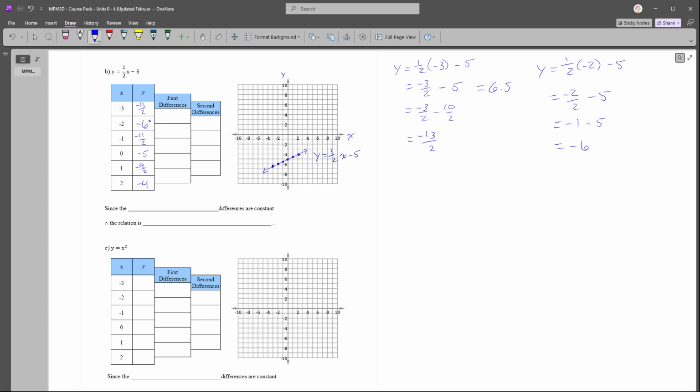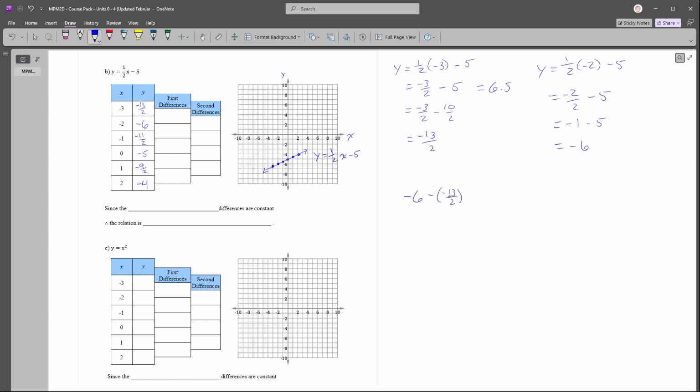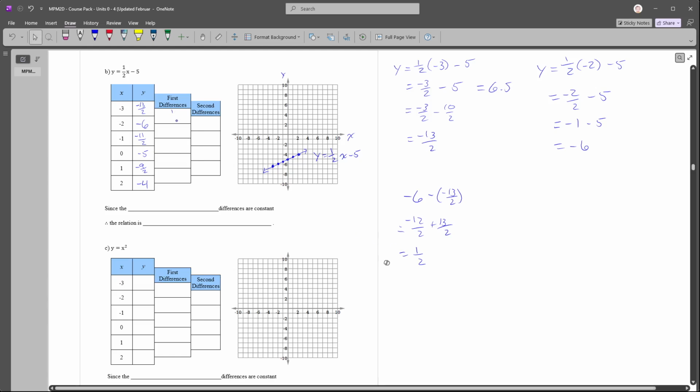Oh my goodness. Okay, so we have to do this. So this is saying -6 minus negative 13 over 2. Well, I need a common denominator, so that's going to be negative 12 over 2 plus 13 over 2. And that gives us 1 over 2. So our first difference would be 1 over 2. Now, if we keep going, we're going to find the exact same thing.